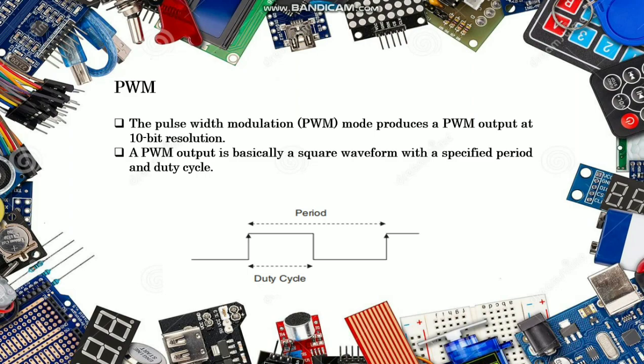So you can see here, this is the duty cycle from this edge to this edge, and the period is from the starting edge to the end, or another starting edge.